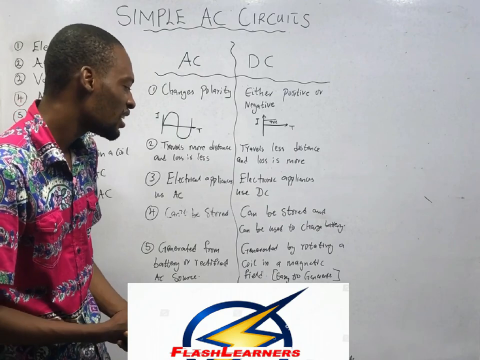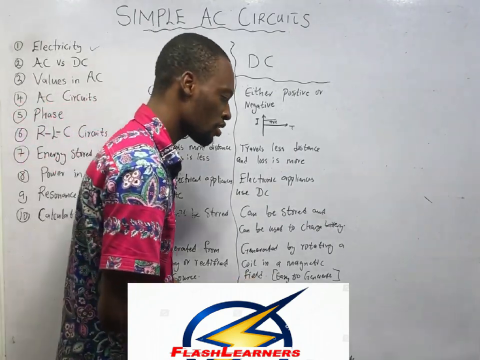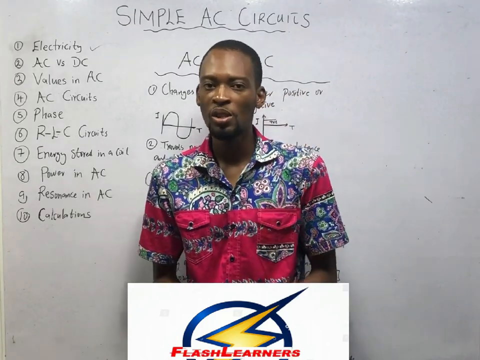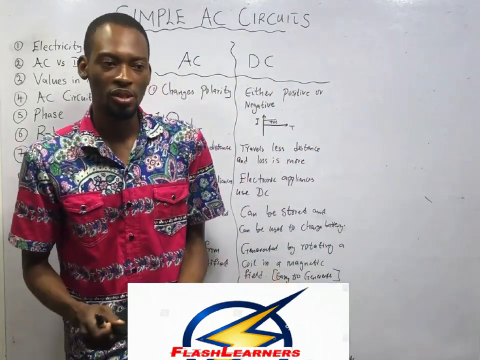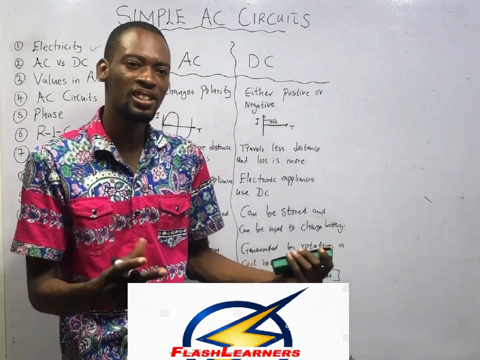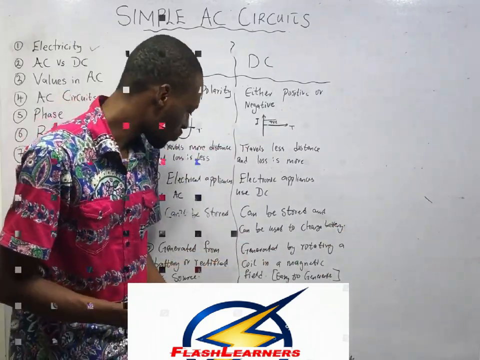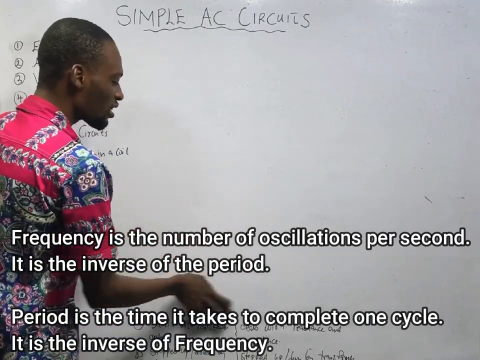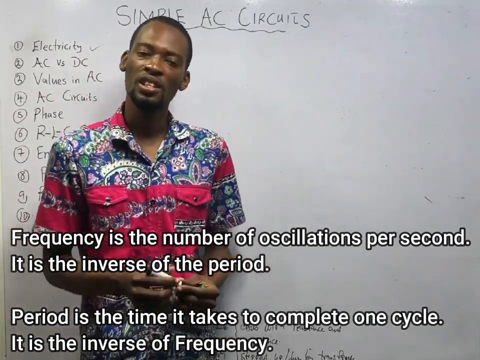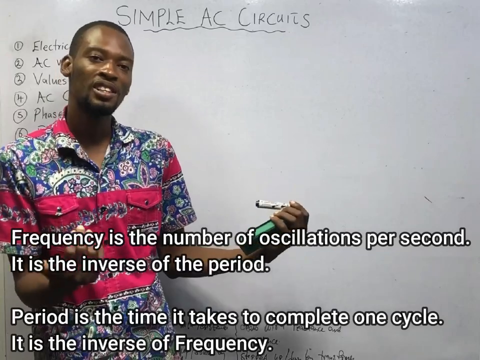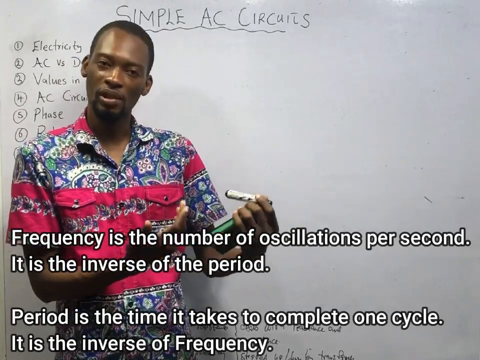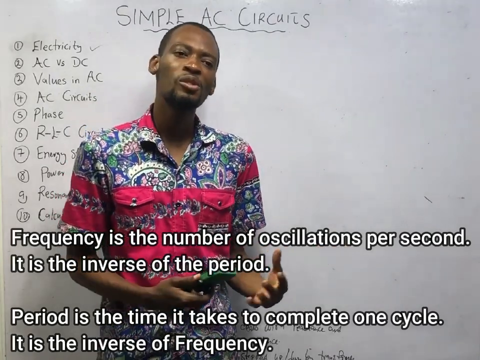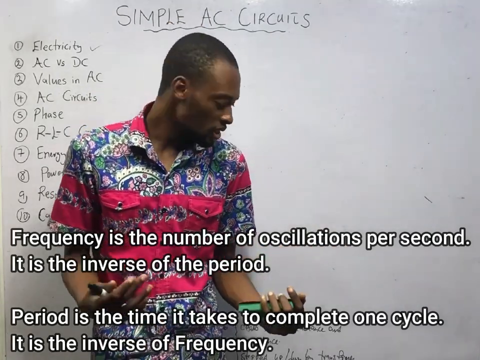So AC is generated from a rotating coil in a magnetic field, while DC is generated from a battery or by rectifying an AC source. So check out my video on electromagnetic induction. You see how EMF is induced and you see the process of generating electricity under electric current. Alternating current possesses frequency, but direct current does not have frequency. Frequency is the number of oscillations per second, while period in waves is the time taken for a complete oscillation.